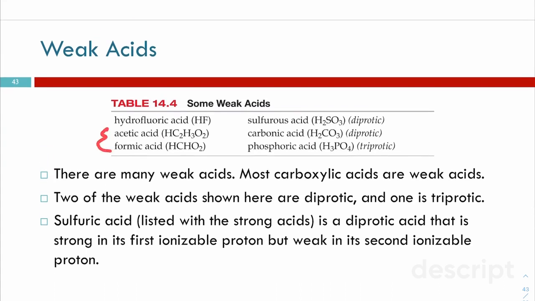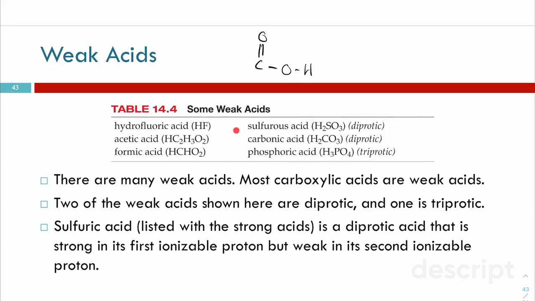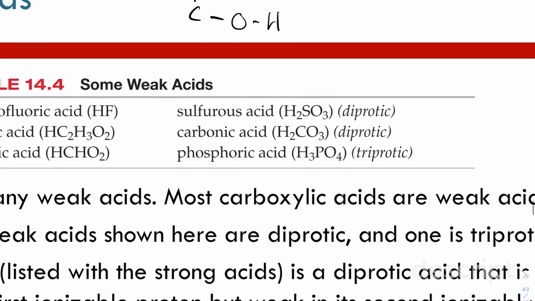Then a lot of the other ones are carboxylic acids. That's an organic chemistry functional group. It looks like this: a carbon double bonded to an oxygen and single bonded to an oxygen, and the hydrogen on that oxygen is the one that's the weak acid. There are some other ones we've looked at before. Sulfurous acid, carbonic acid, and phosphoric acid are also weak acids. The first two are diprotic, and phosphoric acid, which we saw before, is triprotic.